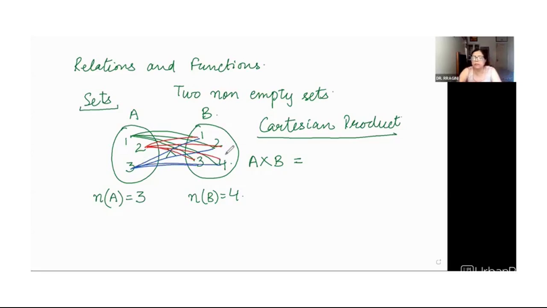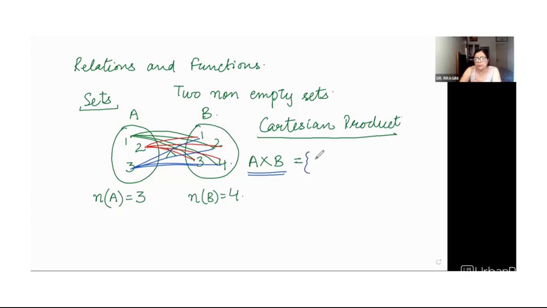Now, here we don't have to consider what kind of relationship or what kind of link the elements of A have with the elements of B. We simply have to connect every element of A to every element of B. That is called the Cartesian product of two non-empty sets. Right? Now, how do we express this Cartesian product? The Cartesian product of two non-empty sets is represented by writing the elements of set A at the first place and elements of set B at the second place.